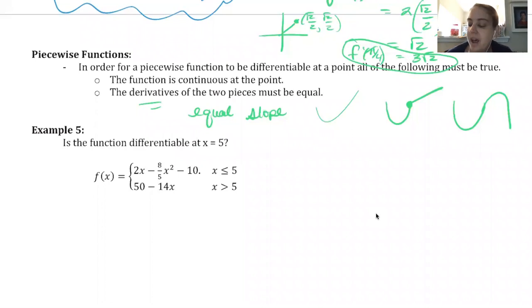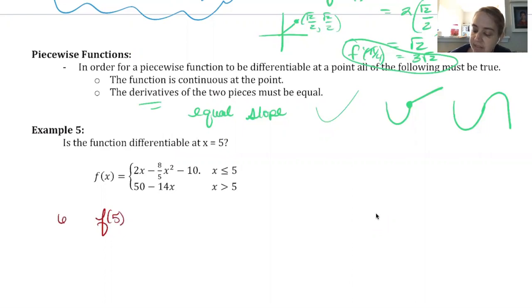Sorry about that. Example 5: is the function differentiable when x is equal to 5? So in order for it to be differentiable, first it has to be continuous. If you have a function that's not continuous, you have to stop the problem. So let's start there. Let's look at this function at 5.